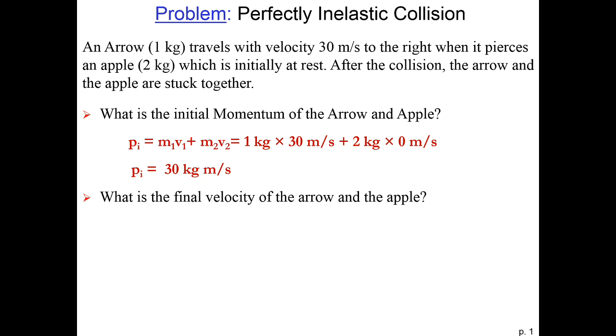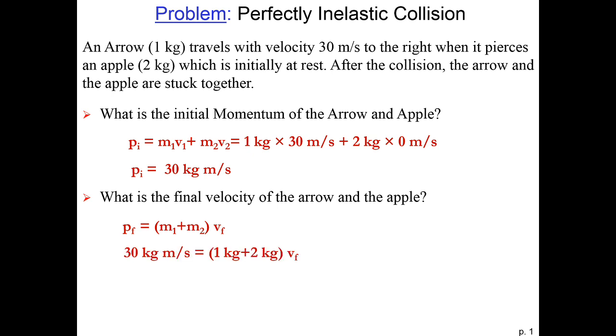Now we want to find the final velocity. The velocity of the apple and the arrow are the same, so they are equal to each other. So the momentum after the collision is the mass of the arrow plus the mass of the apple times the final velocity. Due to conservation of momentum, the initial momentum is equal to the final momentum. So they are both 30 kilogram meters per second.